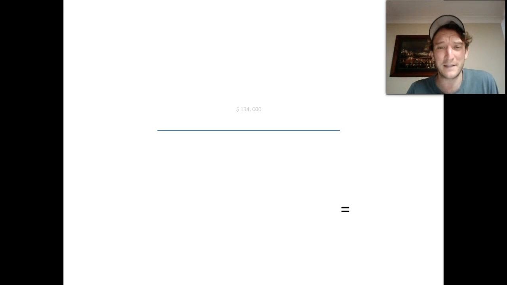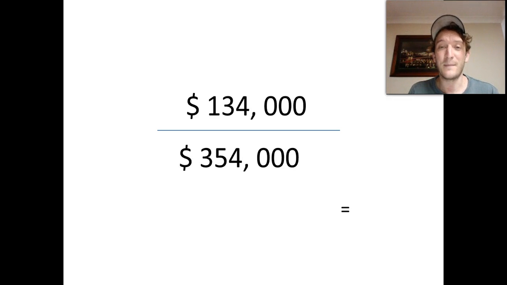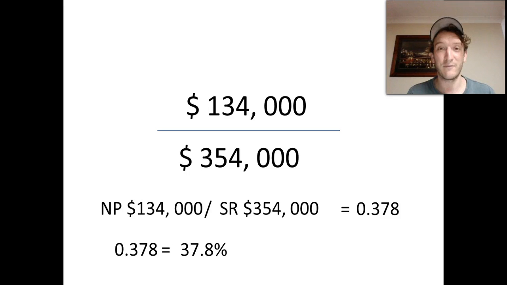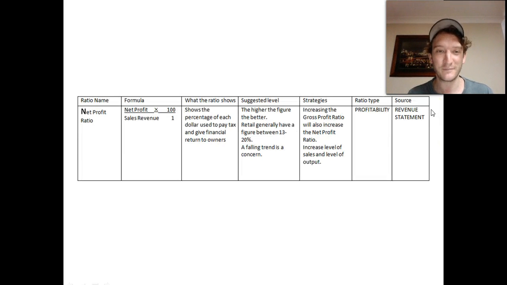Okay, so a really quick example. Let's say the net profit was $134,000 and our sales revenue is $354,000. That gives us 0.378, which is 37.8%. Okay, we've covered this time and time again, but you need to calculate your ratio. You need to compare your ratio. Is it healthy or sick? And lastly, you need to make a recommendation for what the business should do.